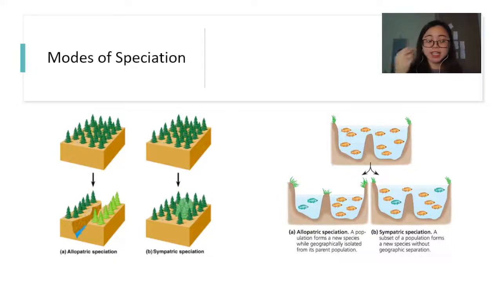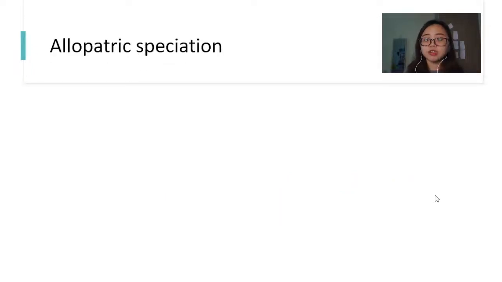So once again, these are illustrations showing allopatric speciation over here. Where you see a river formed, this is allopatric speciation. Where suddenly the trees in the middle become a different color, that is sympatric speciation. In this picture with the fishes, the one where the pond is separated by the soil is allopatric speciation. The one where the pond is still connected but the fishes started becoming different color, that is sympatric speciation. Alright, so now I'm going to tell you more about allopatric speciation.